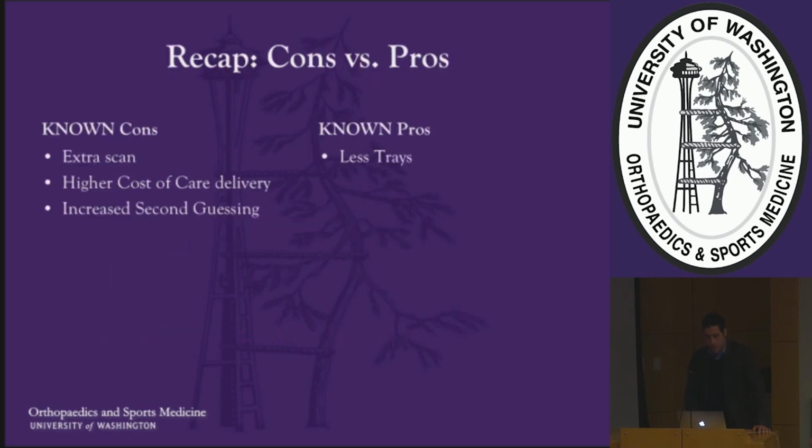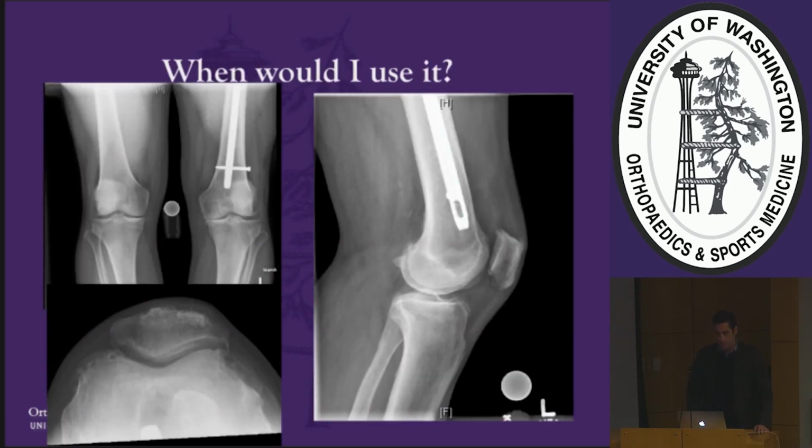So to recap, known cons: extra scan, higher cost of care delivery, increased second guessing in the operating room. Known pros: less trays. You decide. So when would I use it? This is a patient that had a nail placed prophylactically to treat a tumor lesion in their femur. They've gone on to cure their cancer, but they're very attached to this nail. They don't want to take it out, and this patient wants a uni.